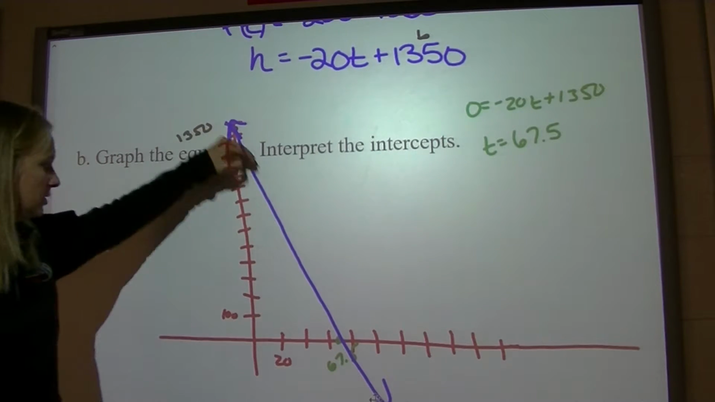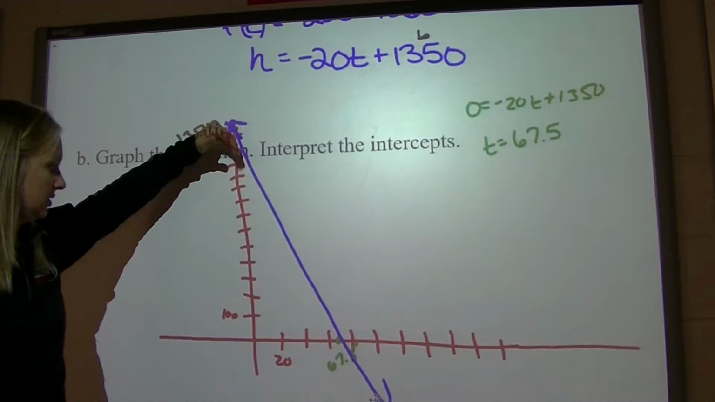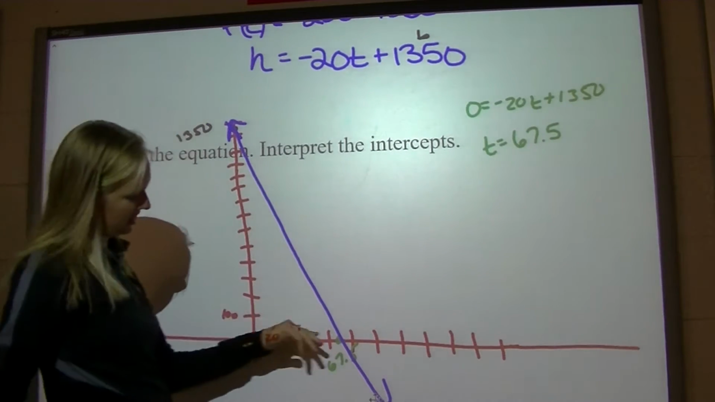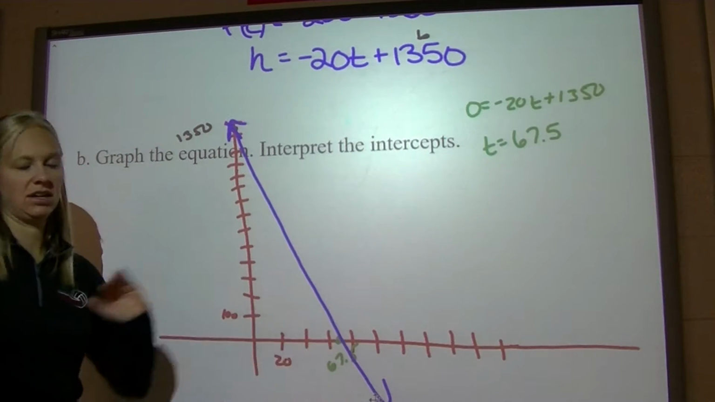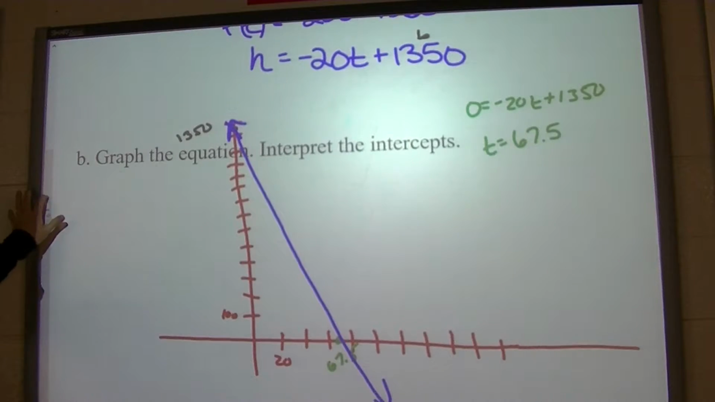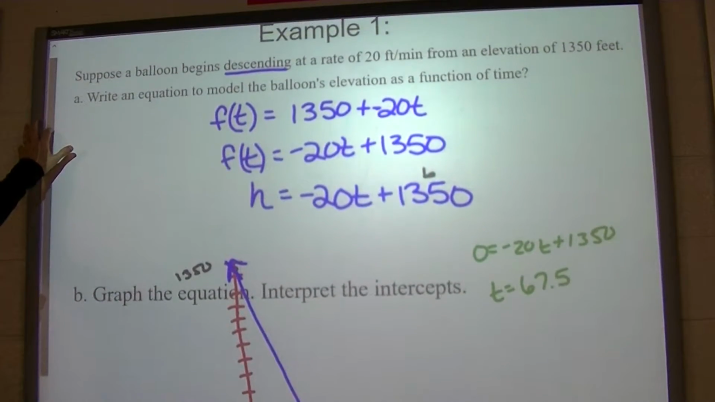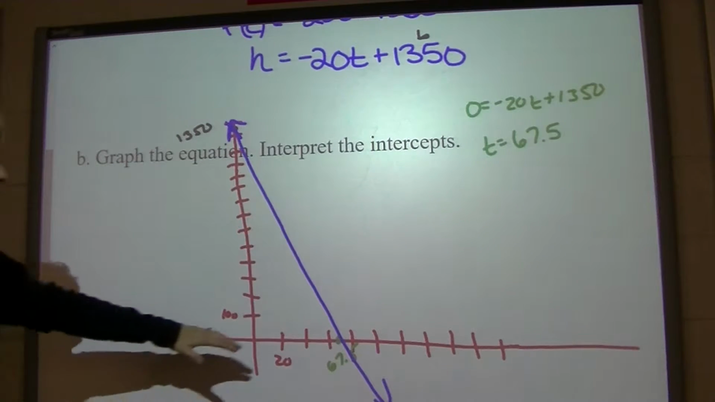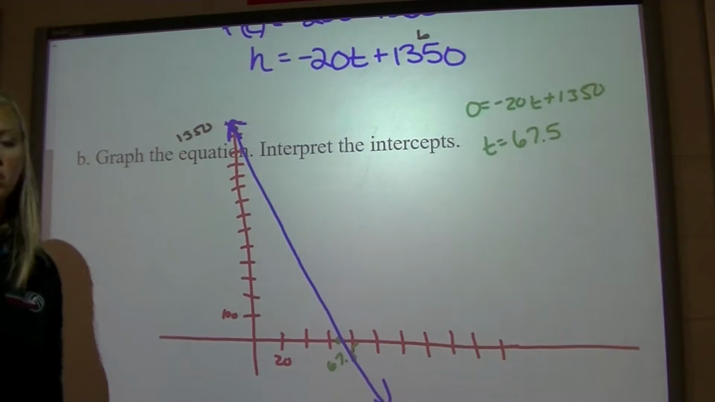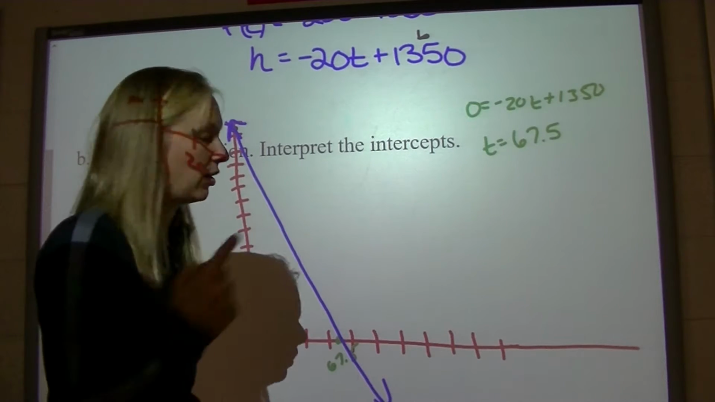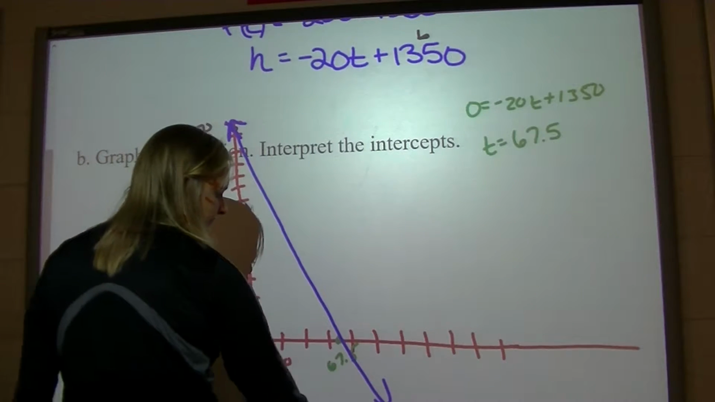This intercept, well, we're talking about how it is descending in the air. So if this is the air, if it hits here in the x-intercept, that's where it's landing. That's the ground level. So after 67.5, what is it, minutes? Is that what time is? Minutes. So after 67.5 minutes, it's going to hit the ground, which makes sense because hot air balloons normally I think are like an hour is how long you're in them.